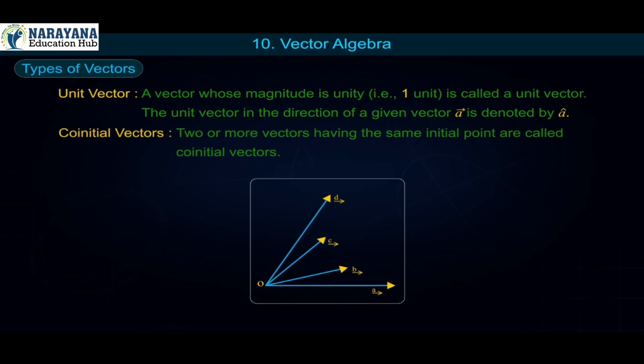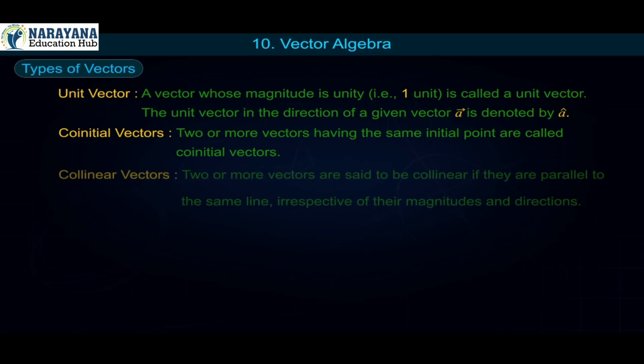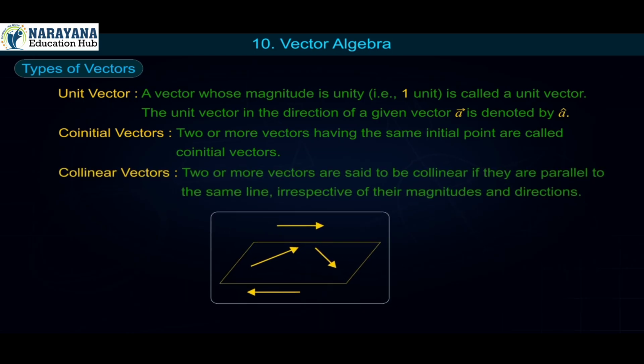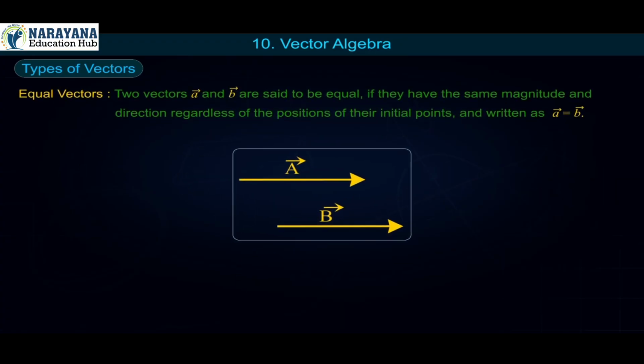Co-initial vectors. Two or more vectors having the same initial point are called co-initial vectors. Collinear vectors. Two or more vectors are said to be collinear if they are parallel to the same line, irrespective of their magnitudes and directions. Equal vectors.